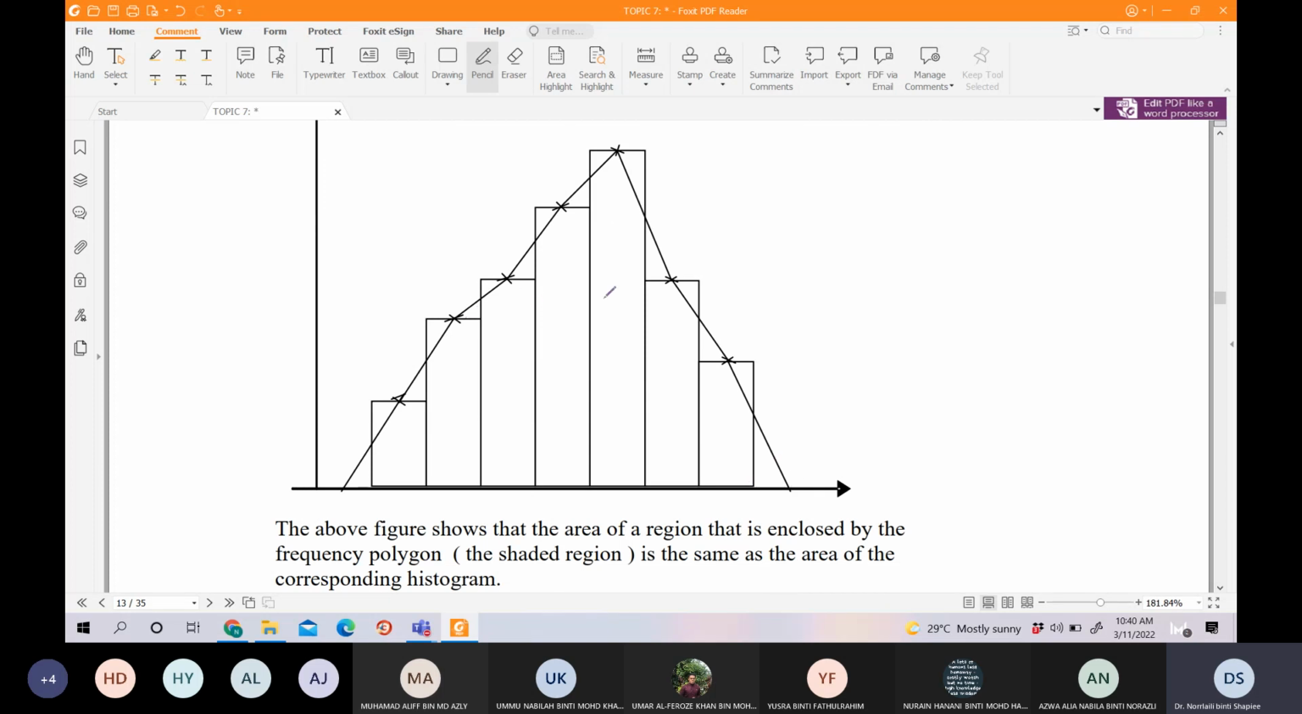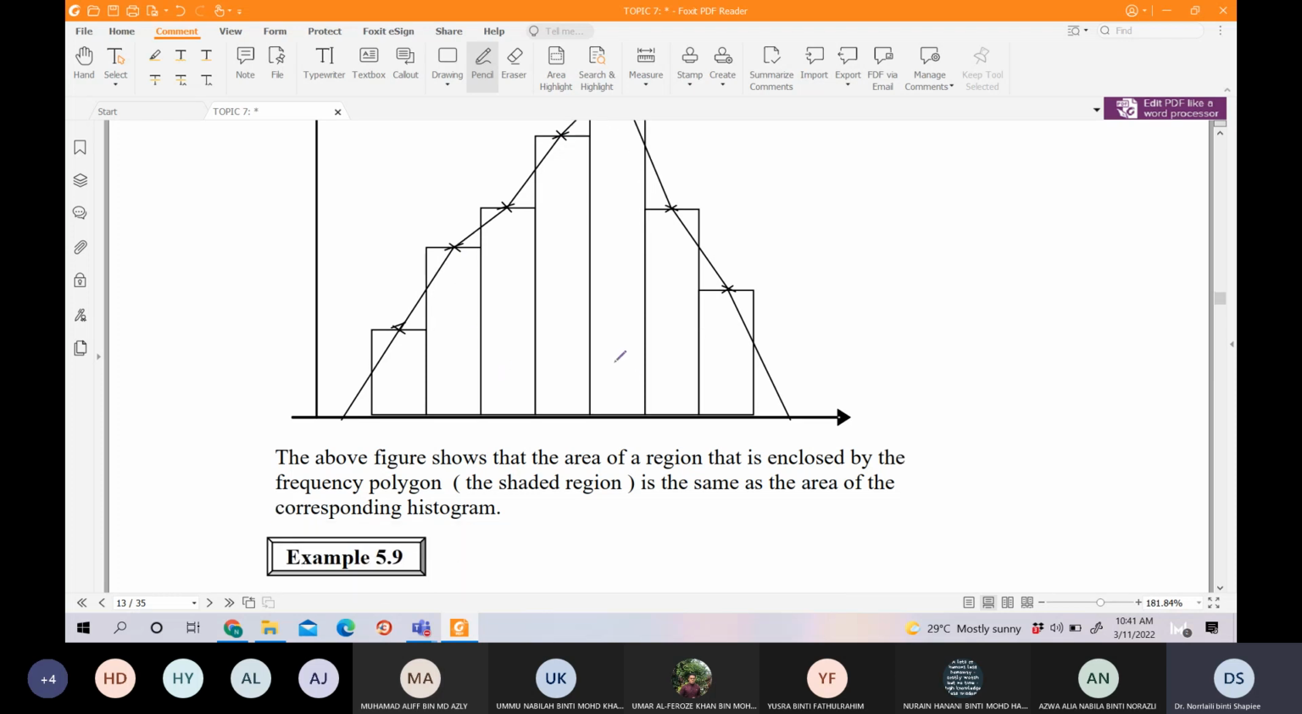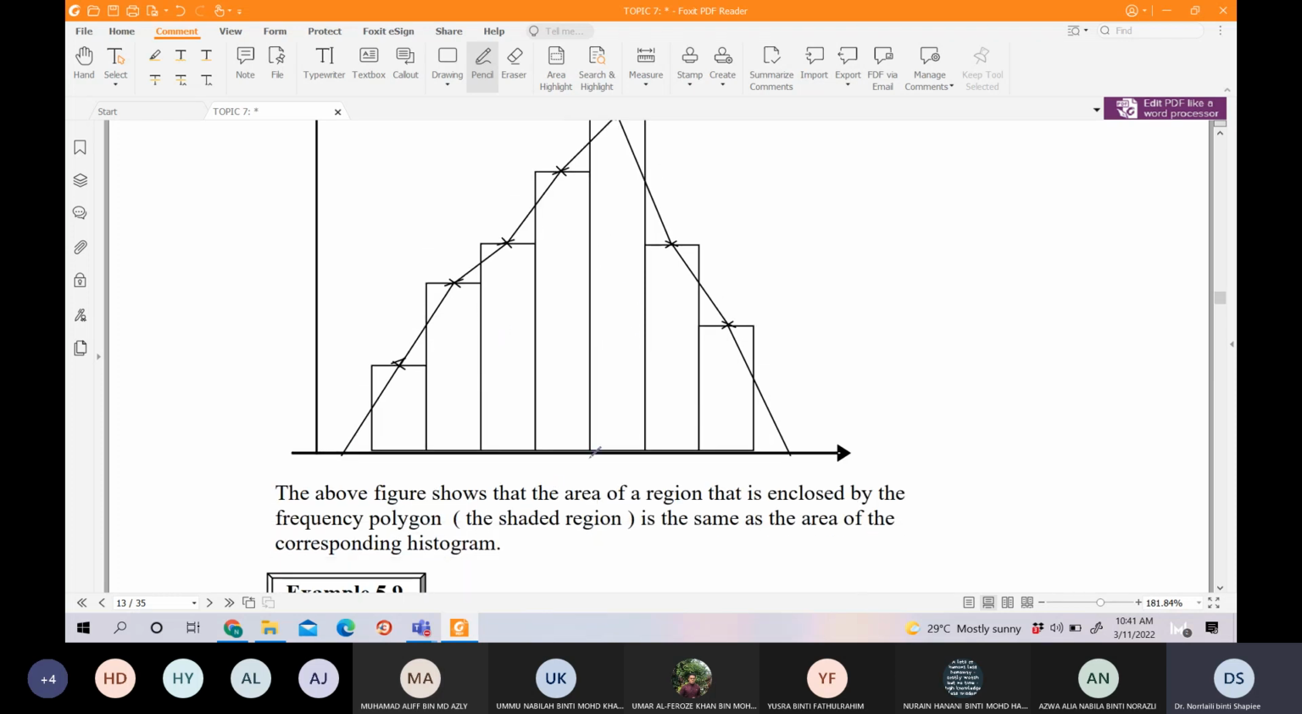So this is the difference from the histogram. For the histogram, there is no zero frequency, but for the frequency polygon, there is a zero frequency. And we will plot the frequency polygon by finding the midpoint of each bar of the histogram. So this one is the histogram, and this one is the frequency polygon. This says that a region enclosed by the frequency polygon is the shaded region.